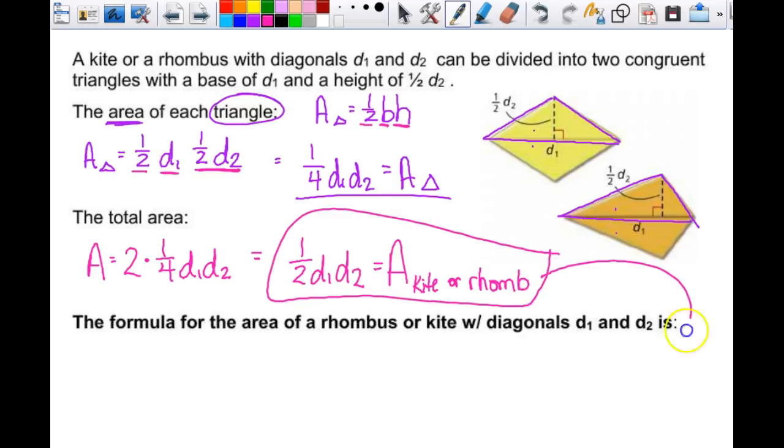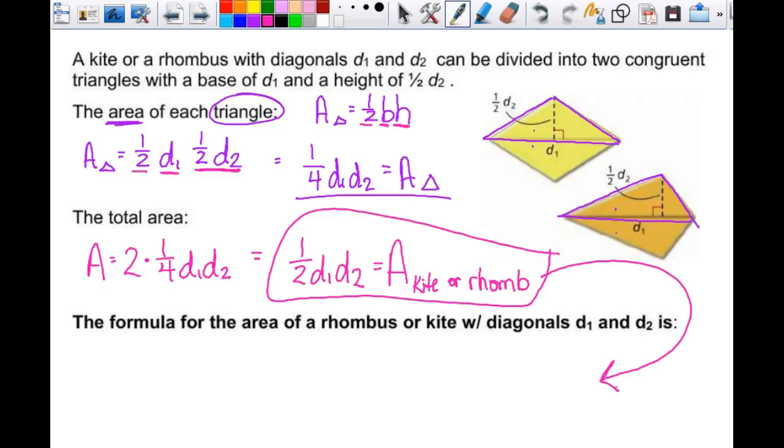And that's what goes right there. You can rewrite it or just box it. Okay? 1/2 D1, D2. That is a brand new formula, but the good news is for the kite and the rhombus, it's the same thing.